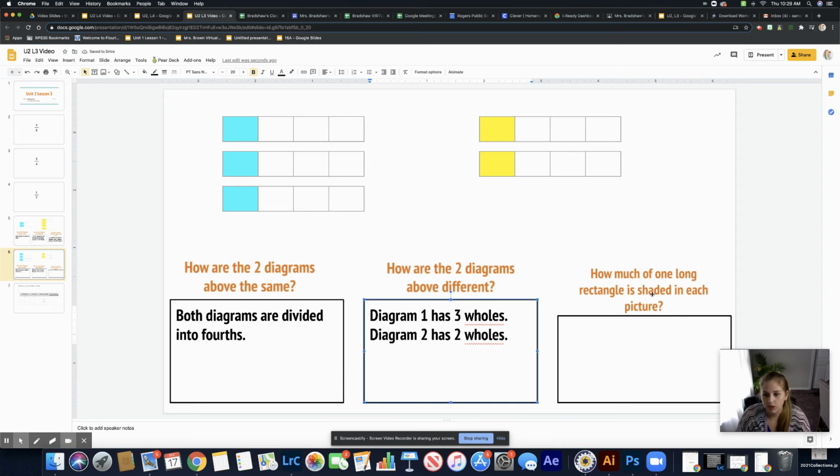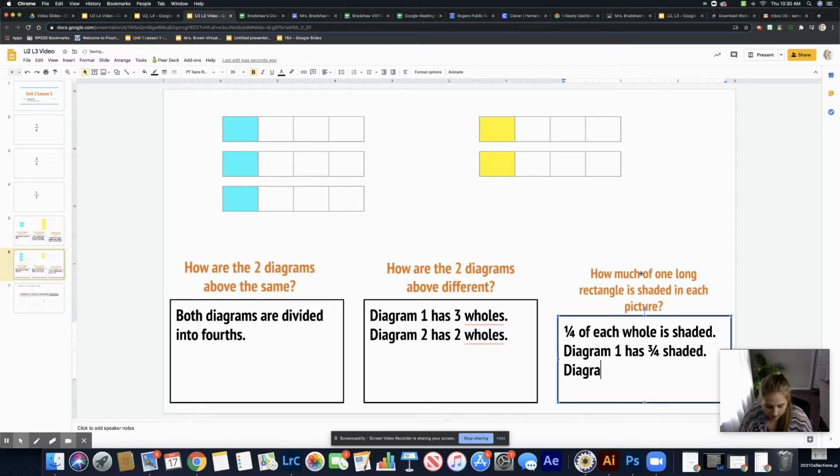And how much of one long rectangle is shaded in each picture? So it's showing that there's only 1 out of the 4 pieces. So 1/4 of each whole is shaded. If you want to take it a step further, you can say diagram 1 has 1, 2, 3, 3/4 shaded. Diagram 2 has 1, 2/4 shaded.